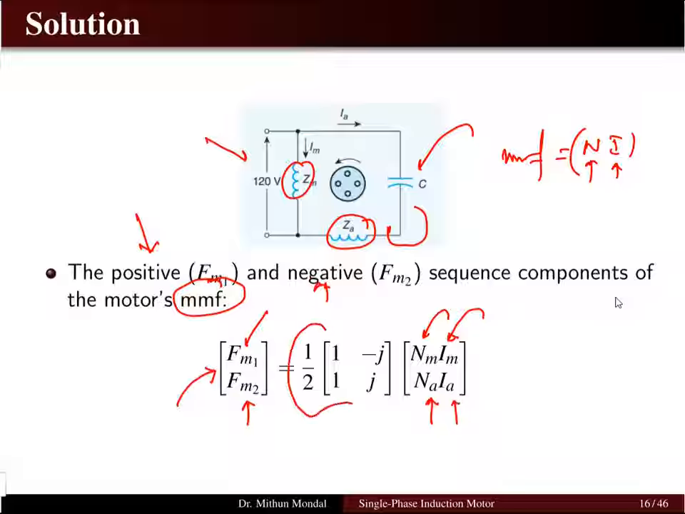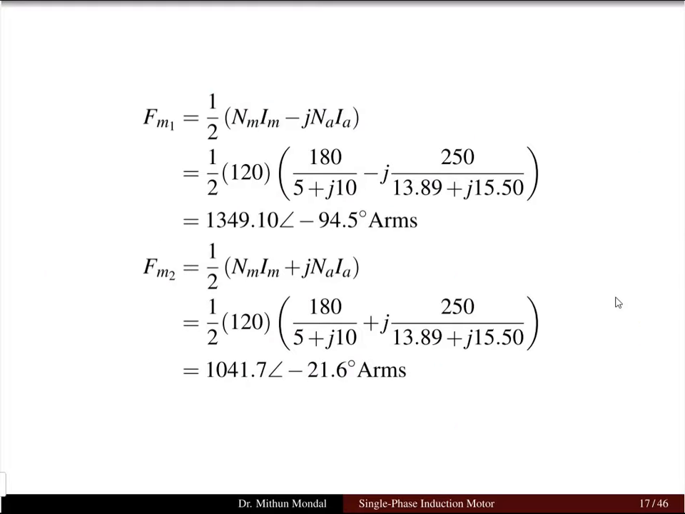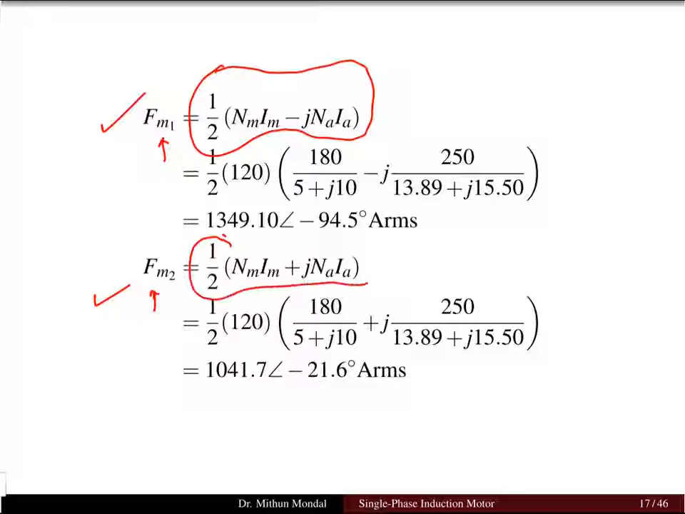And this is a constant which we need to multiply with the vector so that we get the positive and the negative MMF, where J is nothing but the iota term, which is square root of -1. So if we use that equation and split it into two formulas of FM1 and FM2, this is the positive component and this is the negative component. We have half of Nm Im minus J times Na Ia. This is the formula for the positive component, and for the negative component the negative sign is converted to positive.